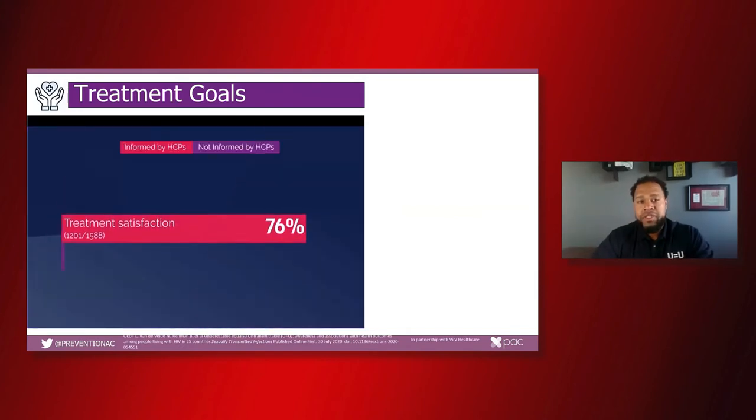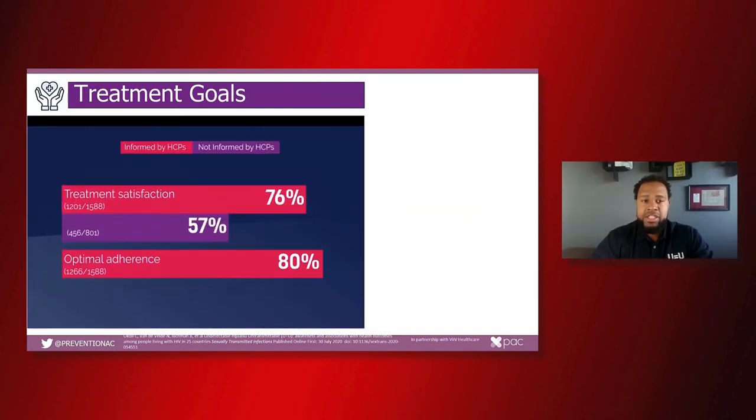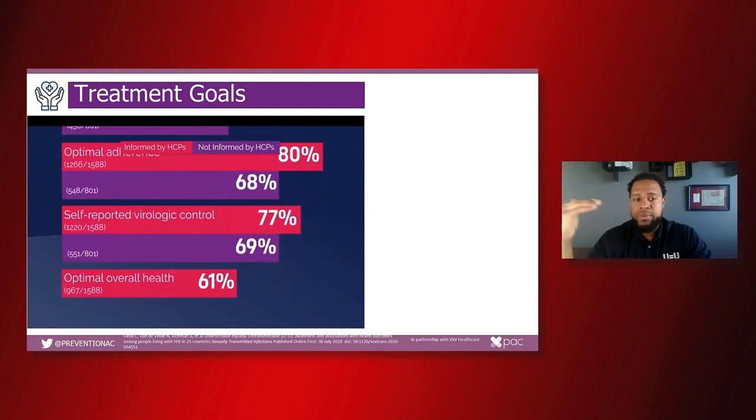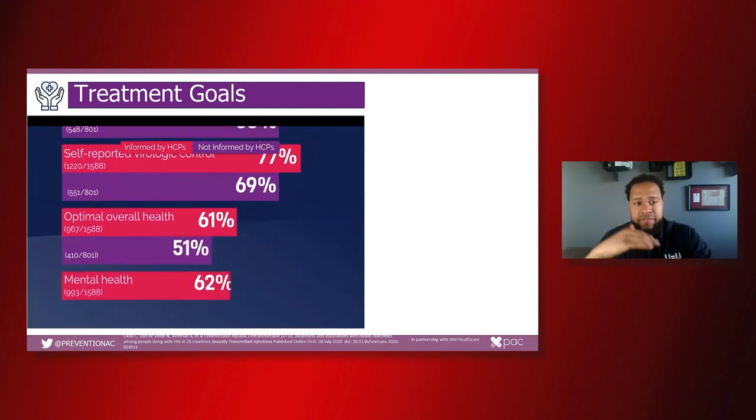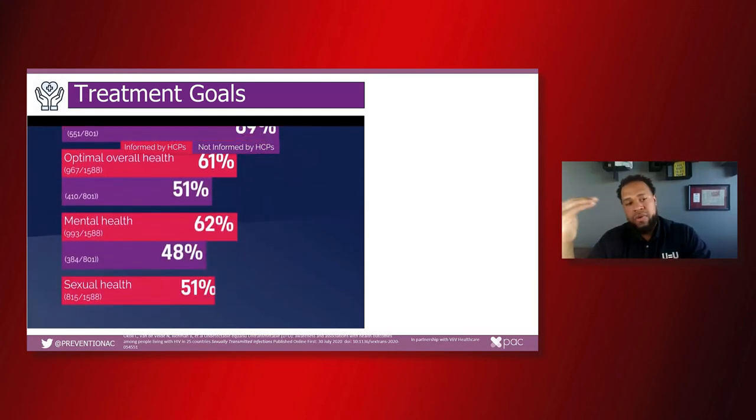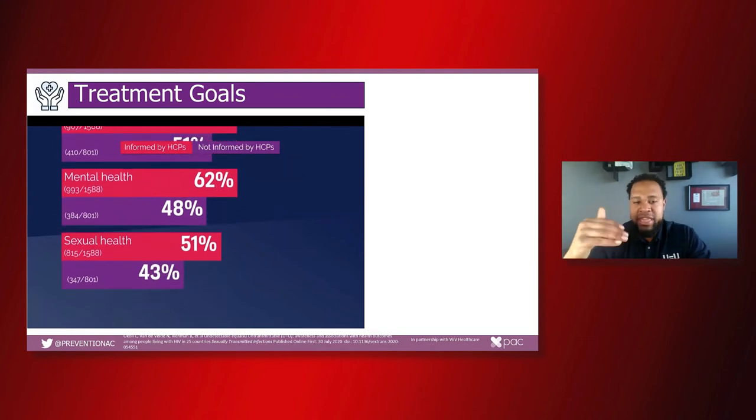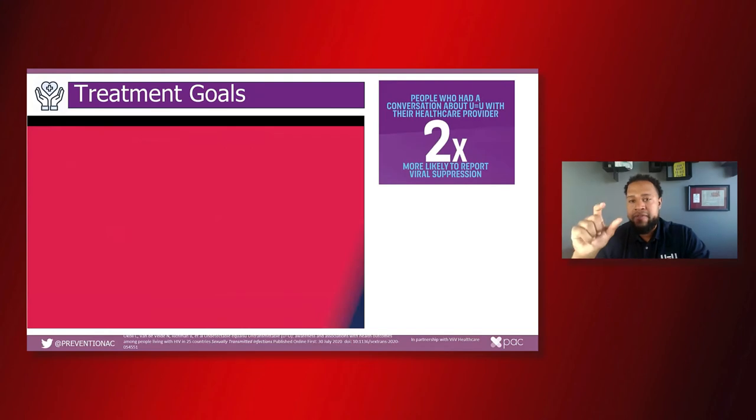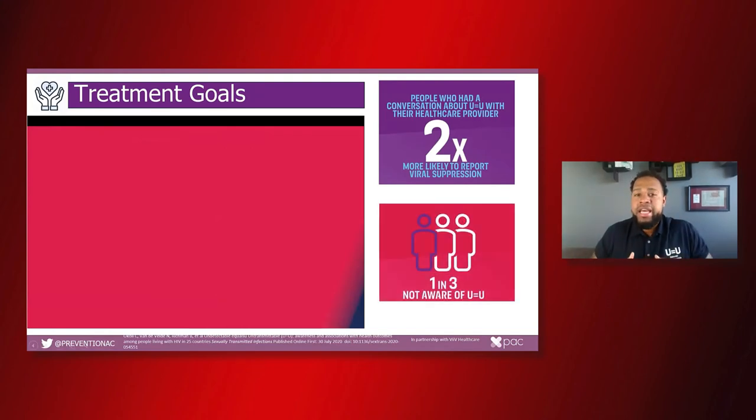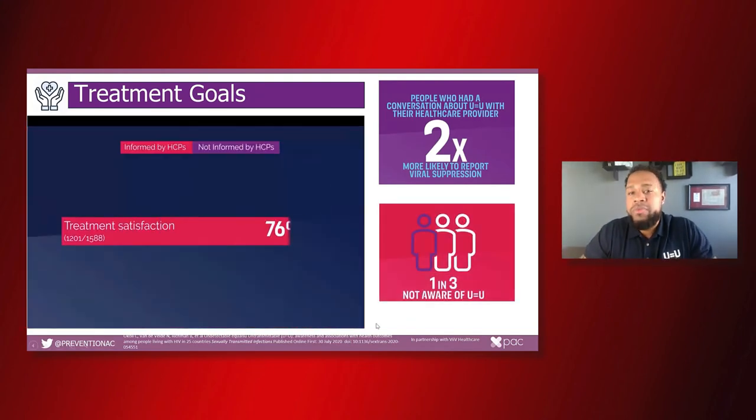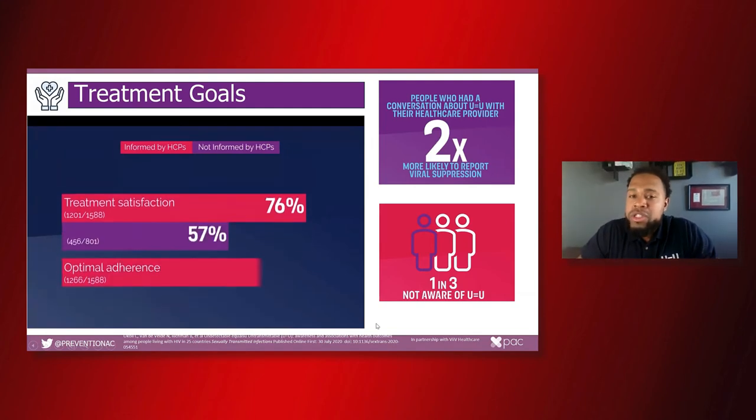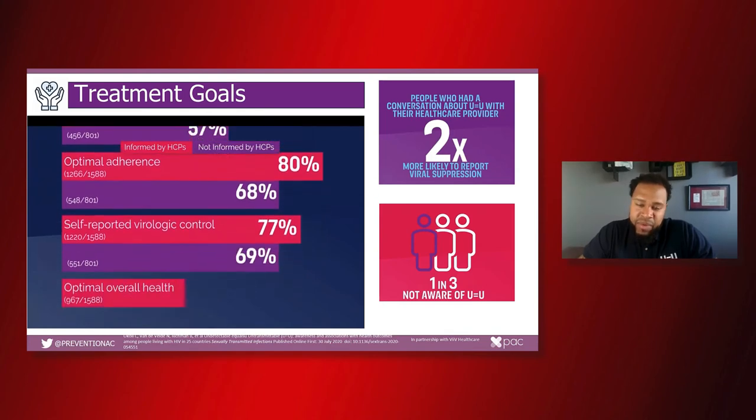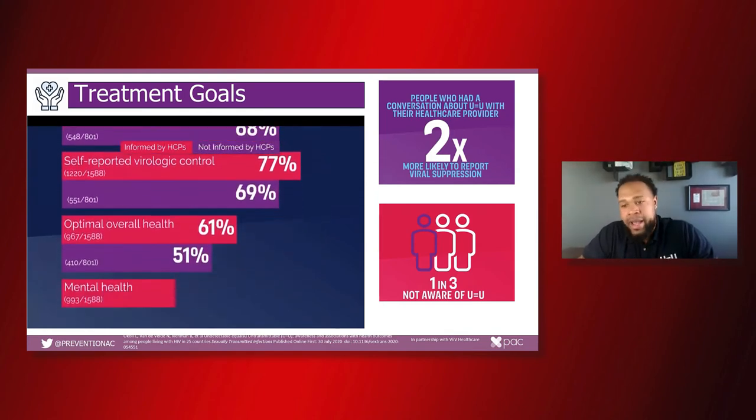Treatment goals. So there's a study that was put out that shows us that when people were informed by their healthcare professionals, treatment satisfaction went up, optimal adherence went up, self-reported virological control went up, optimal overall health, mental health, sexual health, everything went up and increased by those who were informed over those who were not informed. The study shows us that people who had a conversation with their providers about U equals U were 2 times more likely to report viral suppression. Again, we have the tools, the science, and the research to back all of this up.